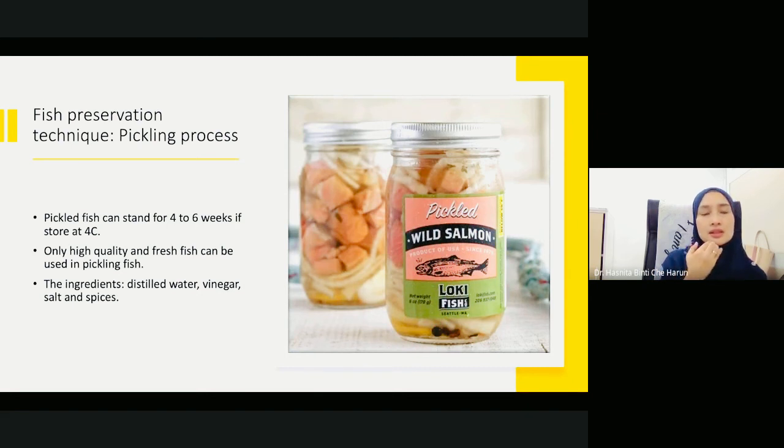Okay, so this is the pickling process. This is applied on high quality and fresh fish. The pickling process only requires a combination of distilled water, vinegar, salt, and spices at a specific ratio. And if you pickle the product, it can stand for up to 6 weeks if stored at 4 degrees.